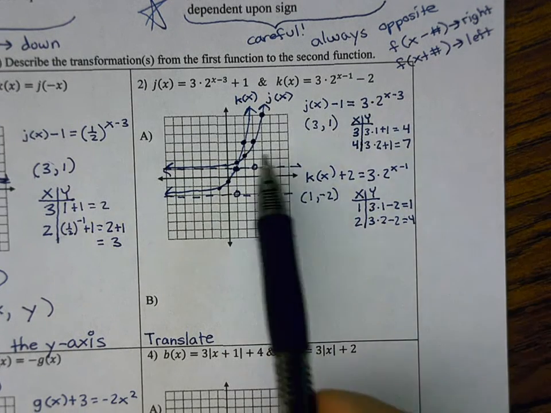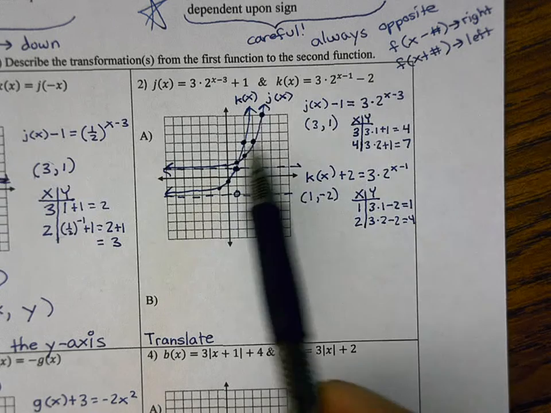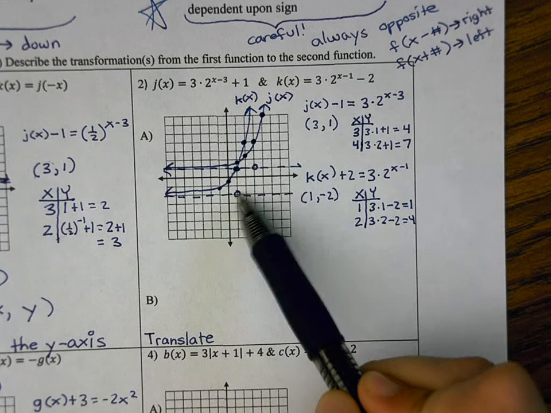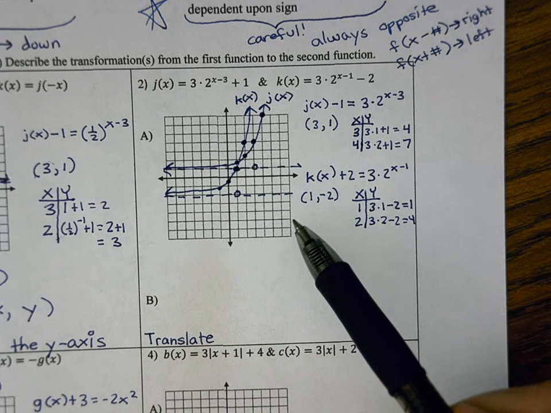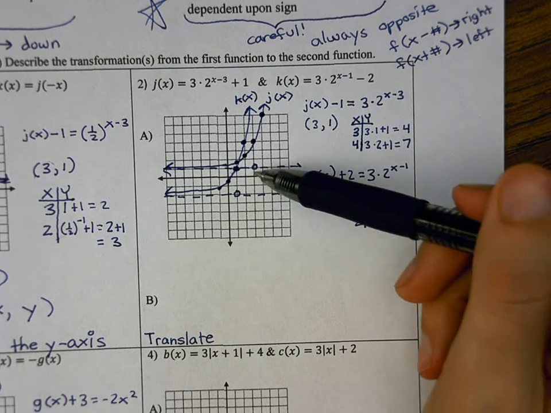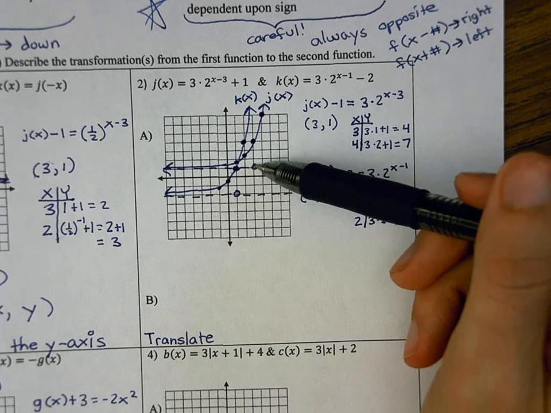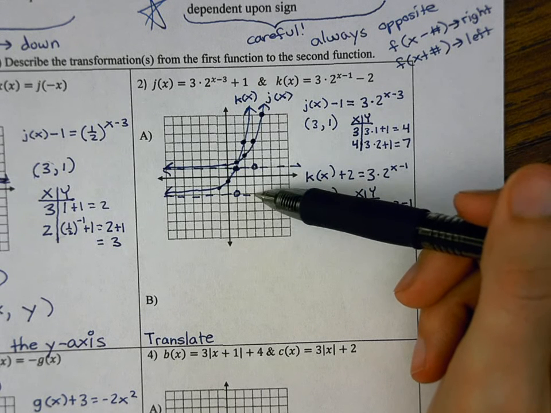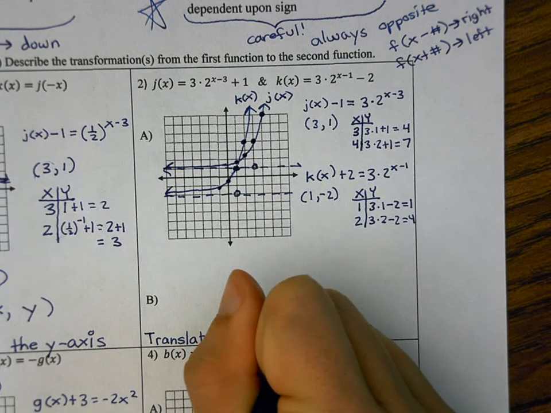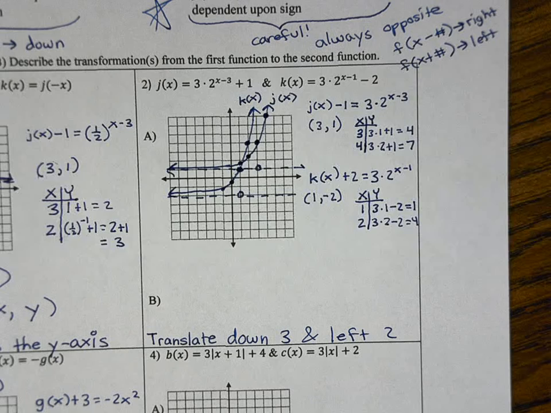Translating, so we started here at j of x, and then we ended up here at k of x, and so you can use whichever 2 corresponding points you want. If you want my recommendation, I would use the points that created your asymptotes. They're usually the ones that are the clearest to see after you've graphed both functions. Although again, any 2 corresponding points would work. But so if I started here and went to this other asymptote, how did I just move? Well, I moved down 1, 2, 3, and left 2. So translate, down 3 and left 2. Okay, so that's in words.